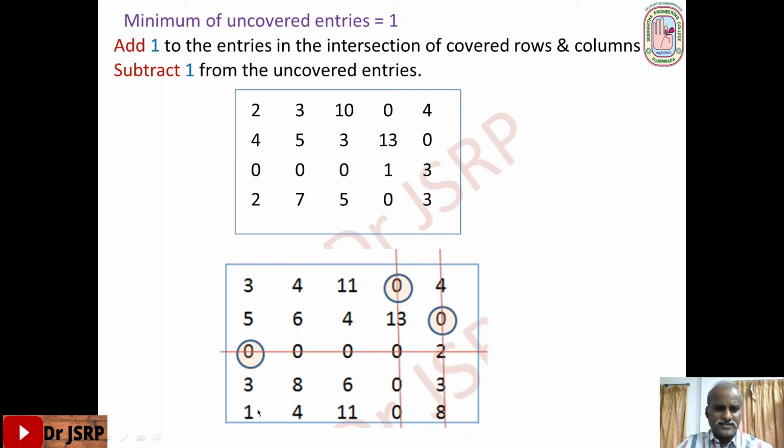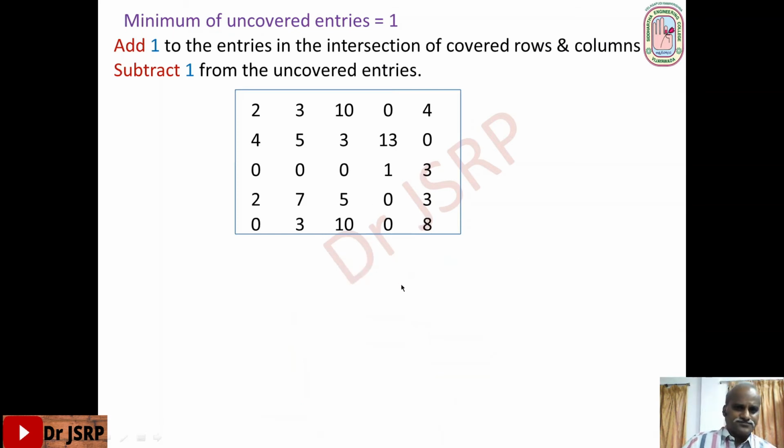Okay. Next, subtract here 1 minus 1, 0. So here we have new possible assignment. This is new possible assignment. Next, 4 minus 1, 3, 11 minus 1, 10. These two remain same, 0, 8. Okay. So this is the matrix which represents new possible assignments. Again, repeat the same process. Draw minimum number of lines to cover all zeros.